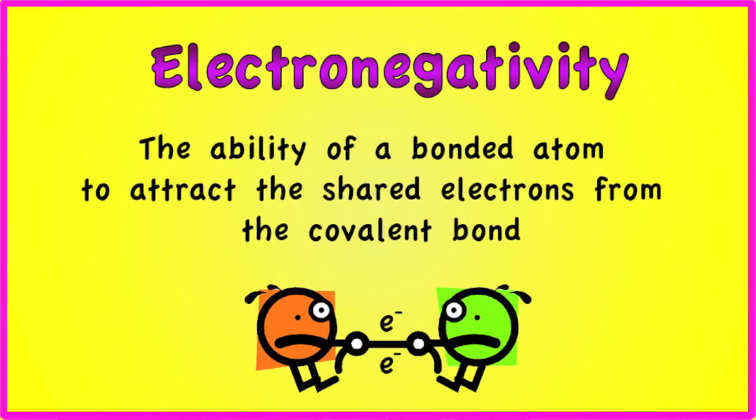So now, let's talk about polar molecules. To understand polarity, we first need to look at electronegativity. So what is it? Electronegativity is the ability of an atom to attract the shared pair of electrons in a covalent bond, and is measured by the Pauling scale.